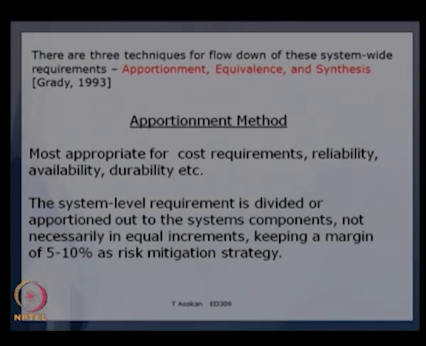That is the simple way of allocating the system-wide requirements in a system. As you can see, as I mentioned, it is not in equal increments. That is one of the points we need to note down, and again we need to keep a margin of 5 to 10% for risk mitigation.